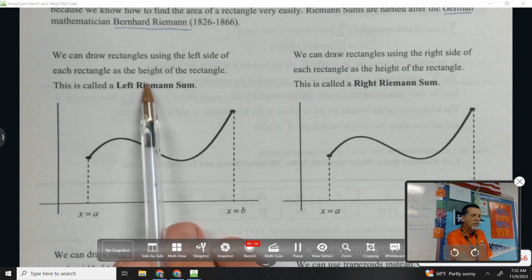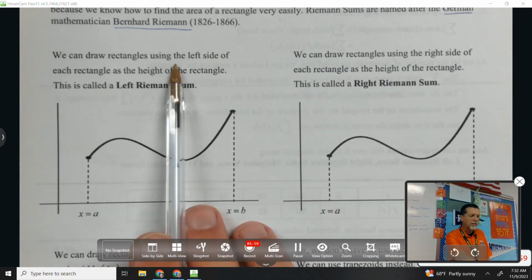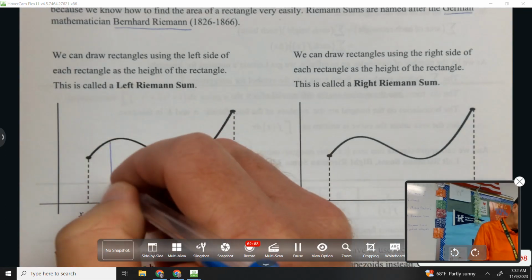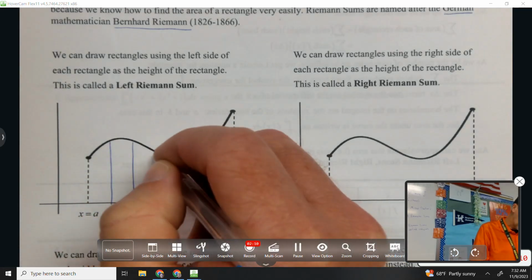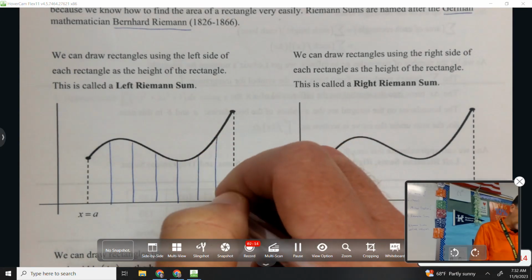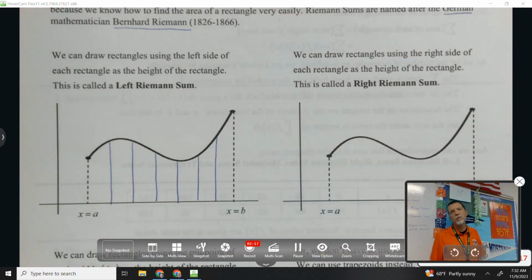Okay, in this first picture, let's draw rectangles using the left side of each rectangle as the height of the rectangle. So I think what we'll do first is divide it into intervals. It doesn't really matter how many divisions you have. Preferably equal intervals, but they won't always be equal intervals, so it makes your life a little easier if they are equal intervals though.